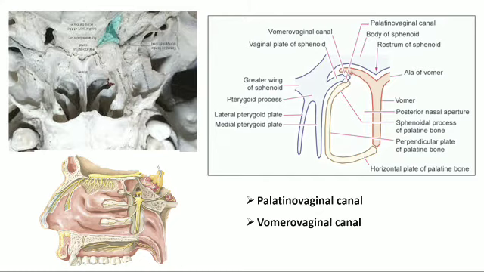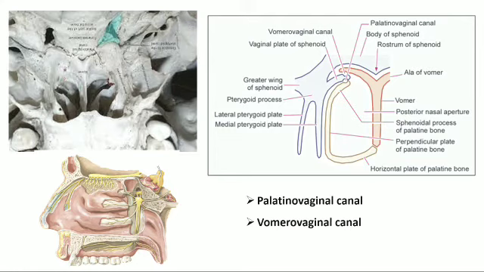So the space between the ala of vomer and the vaginal process is called the vomerovaginal canal. Again, the space between the sphenoidal process of palatine bone and the vaginal process below is called the palatinovaginal canal. So remember, through this palatinovaginal canal, the vessels and nerves to the pharynx will pass. That is, the pharyngeal nerves and vessels will be passing through this canal. So here, this is the area of the nasopharynx. So these are coming from the pterygopalatine fossa. So that is the significance of this vomerovaginal canal and palatinovaginal canal.